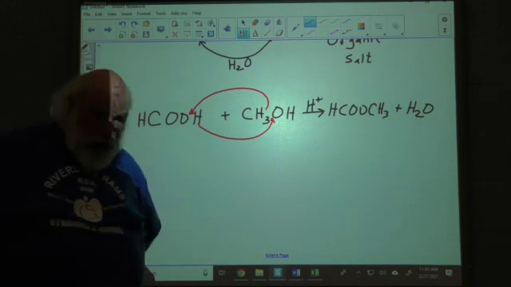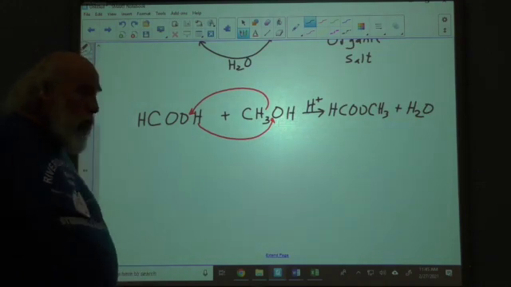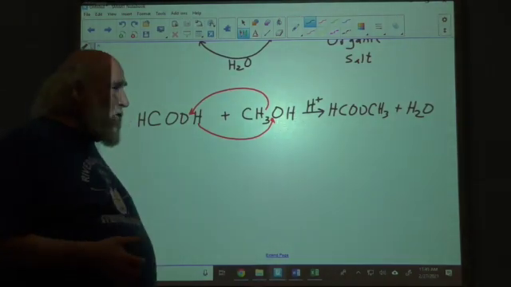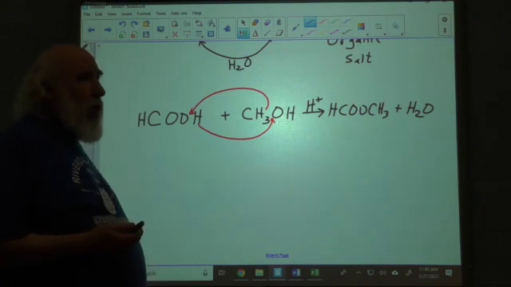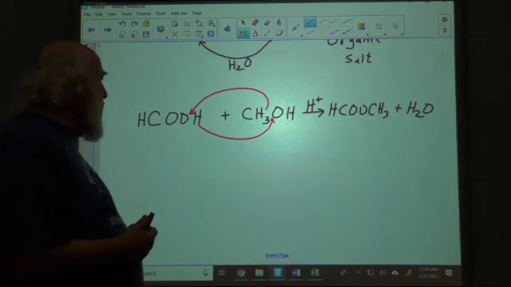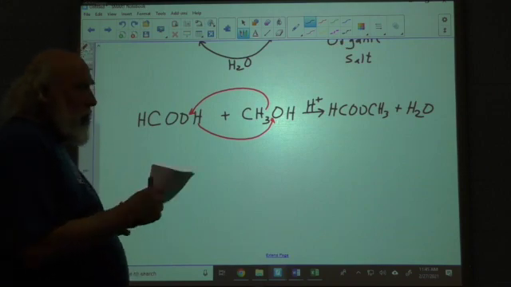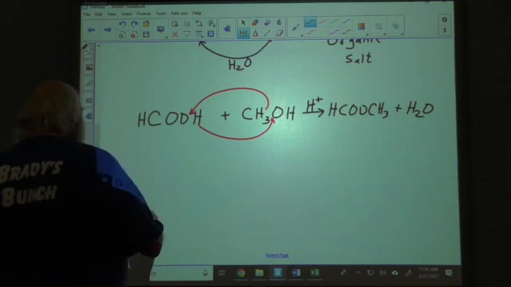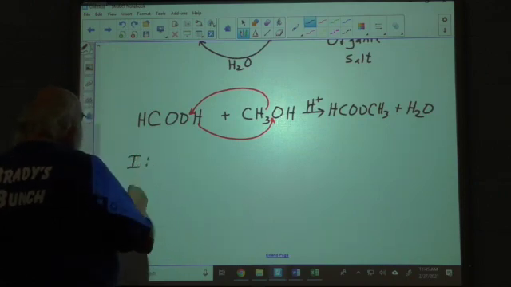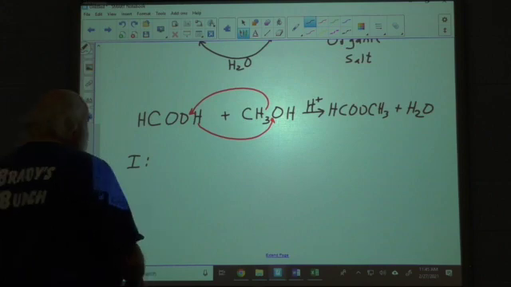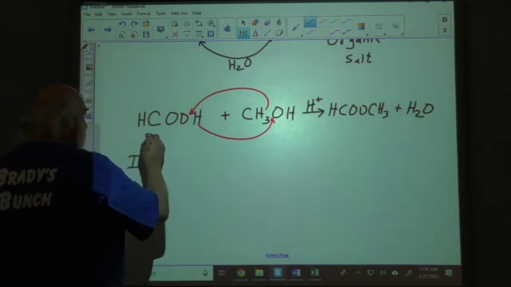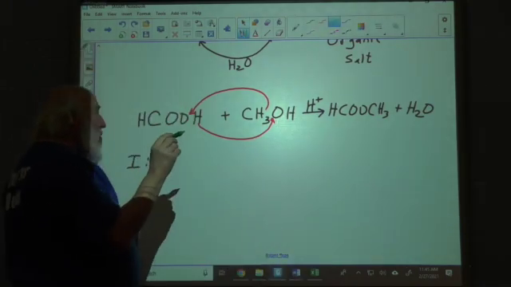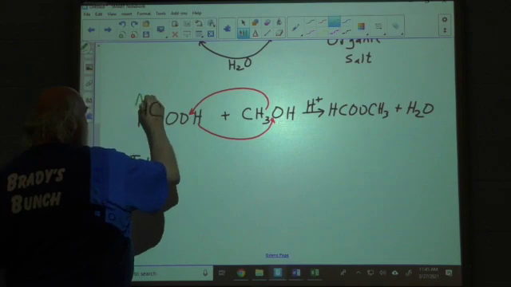And again, there's two naming systems we have to be aware of: the IUPAC, or the systematic name, and the common name. So let's deal with the IUPAC, the systematic name. And before we do that, let's go through and write down the name of the acid according to IUPAC. And that, of course, is methanoic acid.